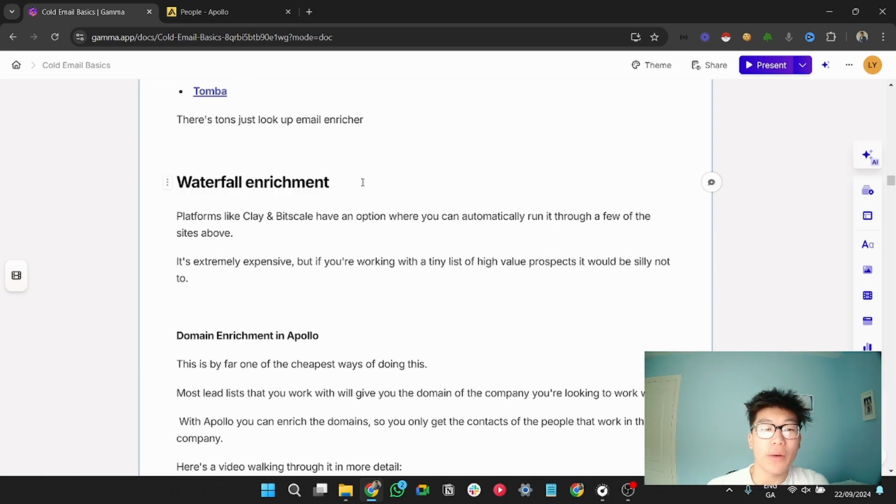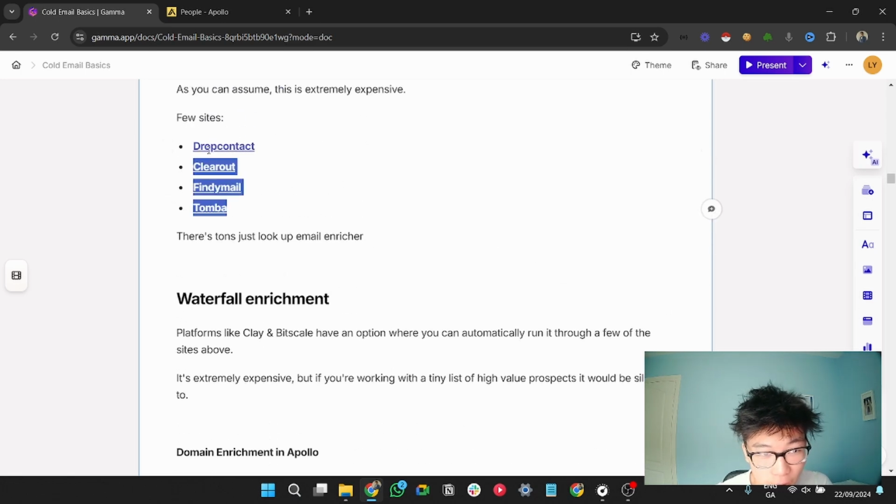So the next thing is waterfall enrichment. Waterfall enrichment is basically when you take all of these and put them inside a workflow tool, like Clay and Bitscale. These are kind of like big Google Sheets with lots of APIs hooked into them. I'll have another video or doc coming out about this soon where I go through the whole process. But you have an option where you can automatically run it through a few of the sites above.